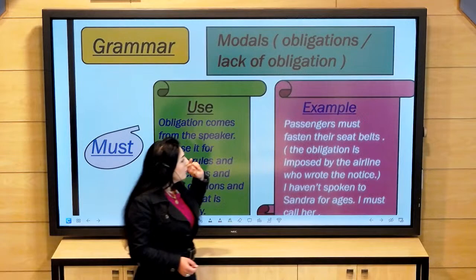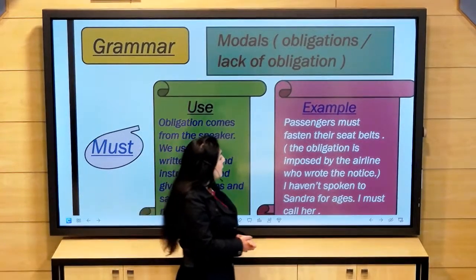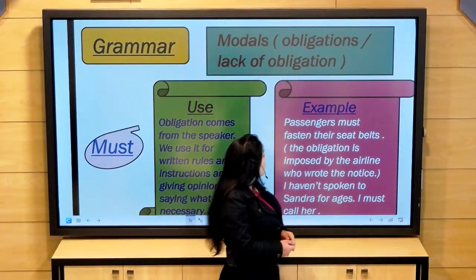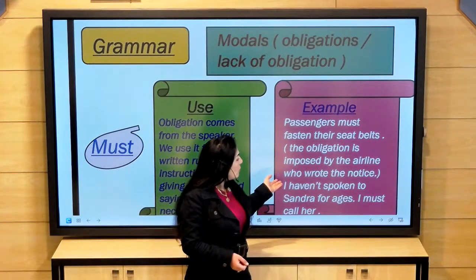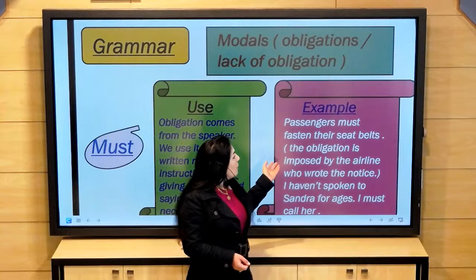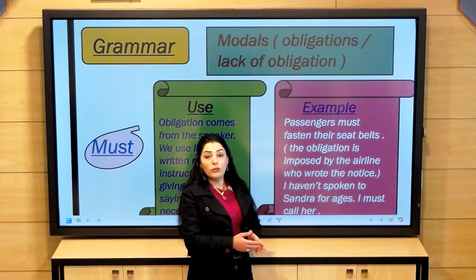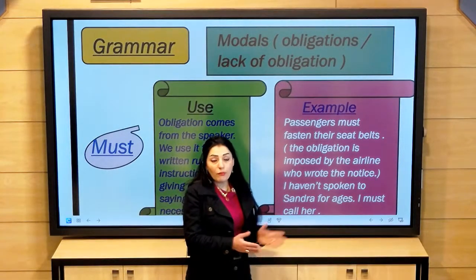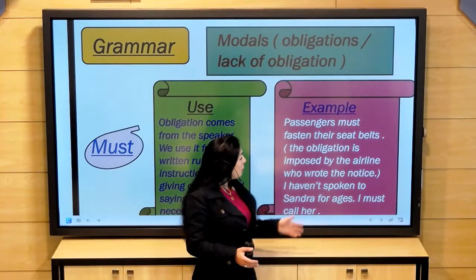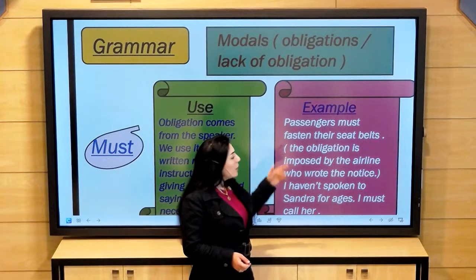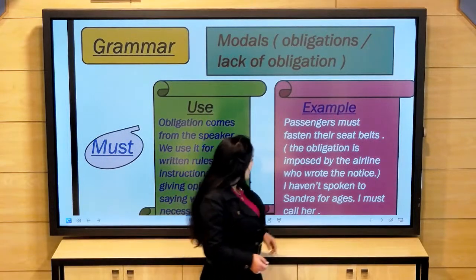Example: passengers must fasten their seat belts. The obligation is imposed by the airline who wrote the notes, okay? But passengers, to keep themselves safe, should fasten their seat belts.